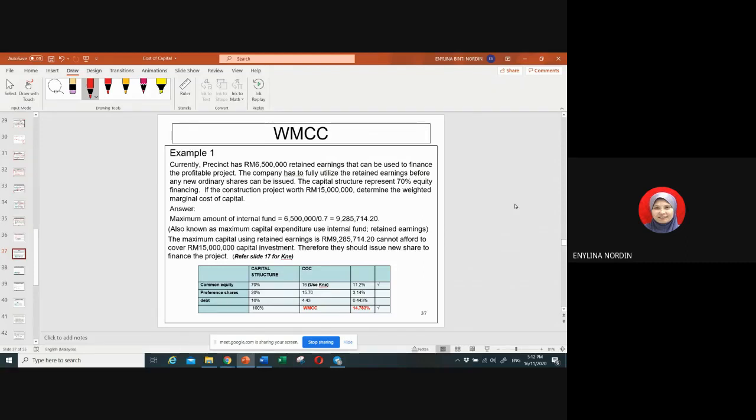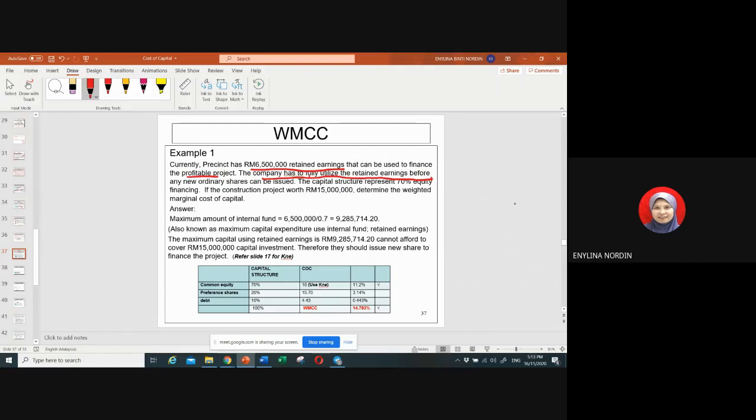Currently, Precinct has 6.5 million retained earnings that can be used to finance the profitable project. So this is the retained earnings available or allocated for the new project. The company has to utilize the retained earnings before any new ordinary shares can be issued. That is what I meant just now. The company needs to make sure whether the amount of retained earnings available here is enough or not to finance the new project.